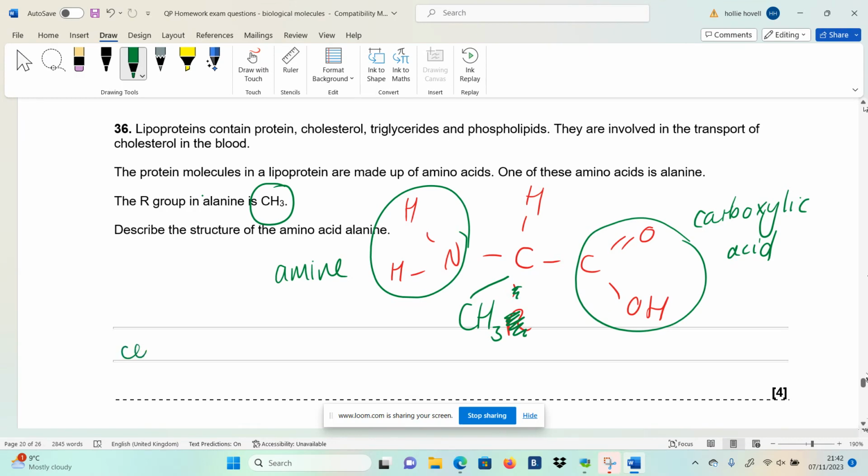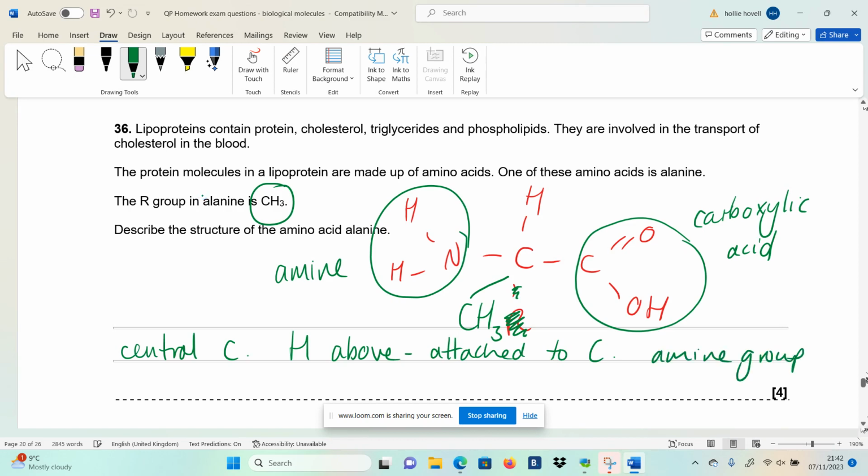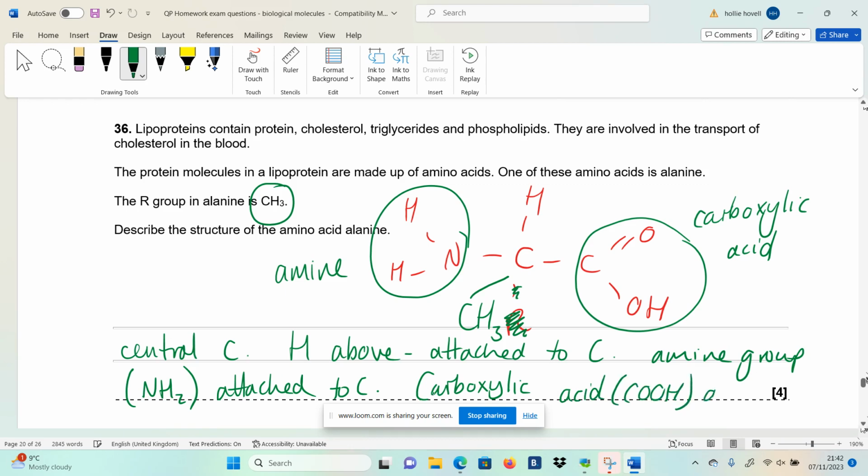And then you can describe it. You can start off by saying there's a central carbon. You can say it's got an H attached, better than saying above, because it could be in any orientation. You could say it's got an amine group, NH2, attached to the central carbon. Prove that you know what an amine group is. And then it's got a carboxylic acid, COOH, attached to the carbon.